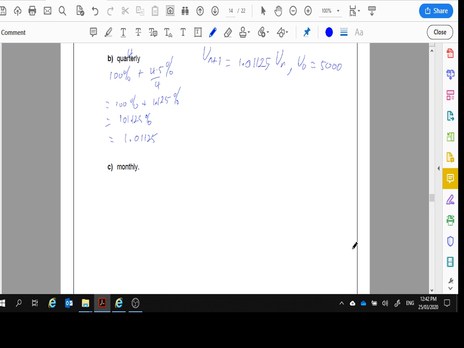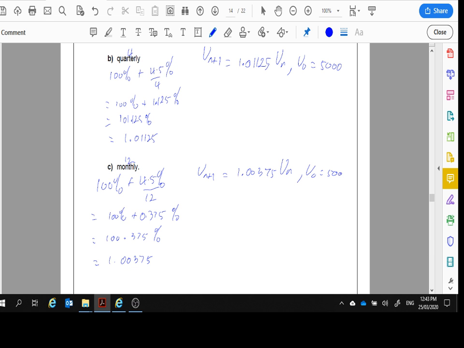Part C wants it monthly. Okay, got to work all this out again. 100%, 4.5% for the year. How many months are there in a year? 12. So I've got to divide this by 12, which means it's 100% plus the 0.375. 4.5 divided by 12 is 0.375, which means it's 100.375%, and as a decimal, 1.00375. Now I can write my rule. That is V of n plus 1 equals 1.00375 times V of n, where V of 0 is $5,000. That has not changed.